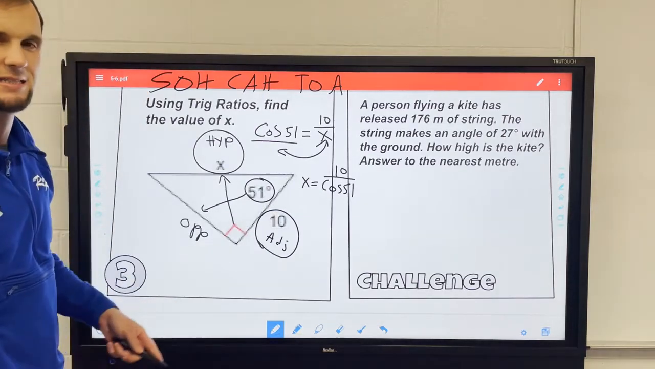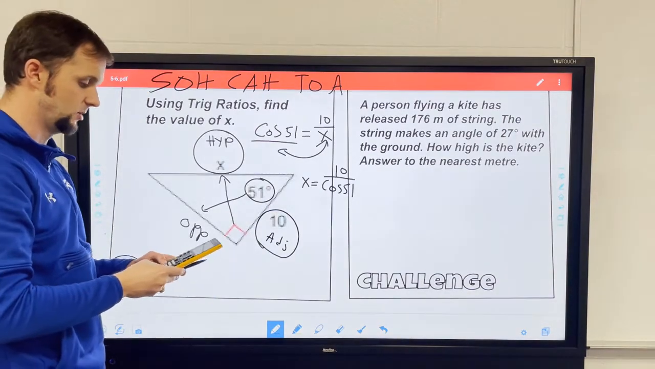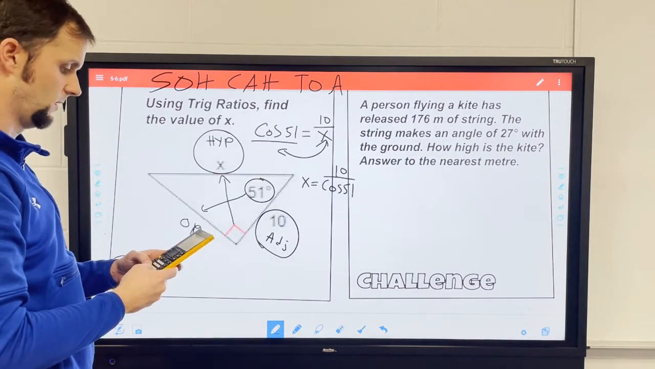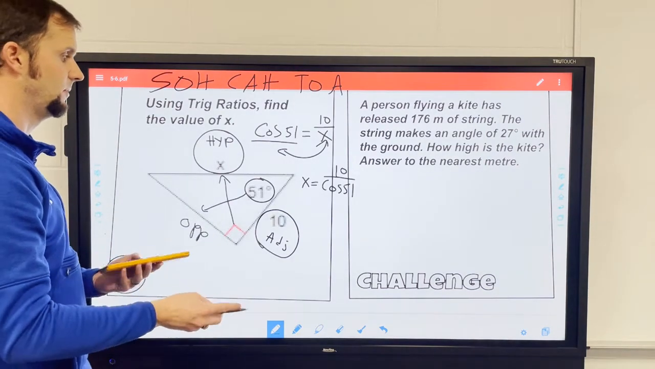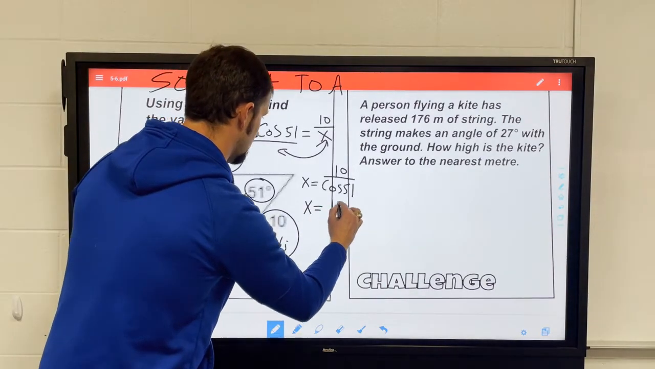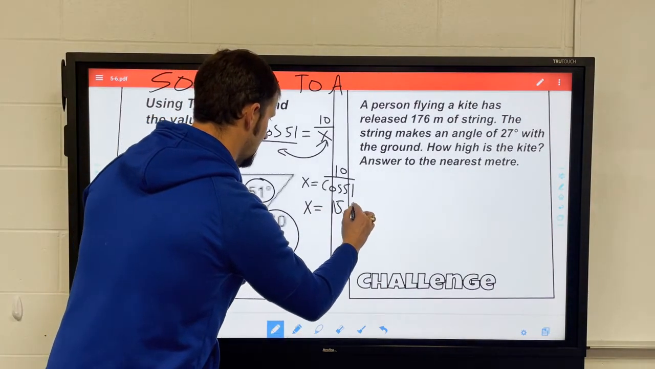So I'm going to type that exactly as it's written in my calculator. So I'm going to do 10 divided by the cosine of 51. And when I click enter, that's going to end up giving me a decimal. So I'm going to round to the tenths place. So x is going to be equal to 15.9.